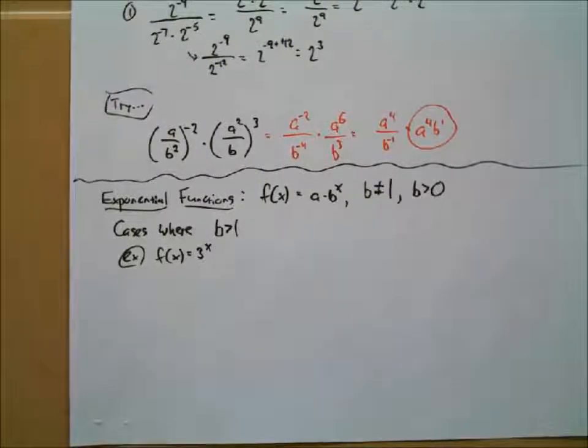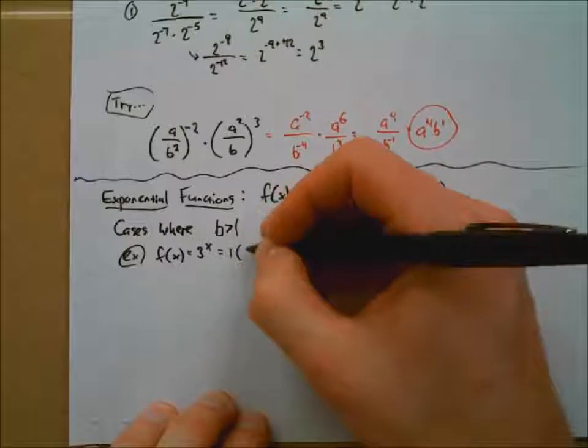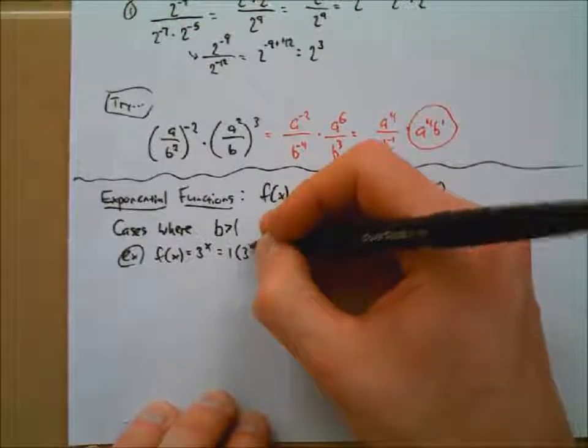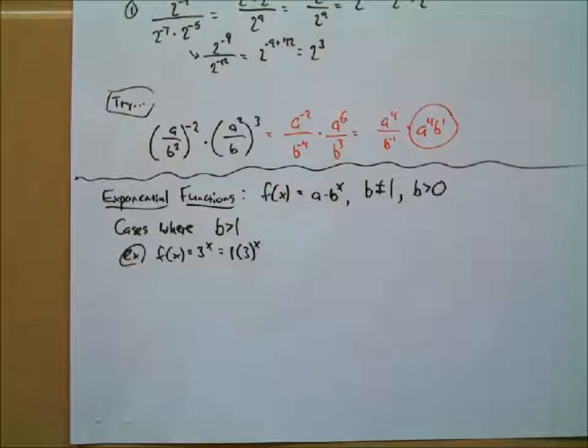So what is a then in this problem? Not 0, because 0 would give us a 0. It would have to be 1. So a can be 1, that's no problem. In this case, a is 1, right? So you could think of it in a more formal sense like this: 1 times 3 to the x, where the 3 is the b, the 1 is the a, and of course the exponent makes x.